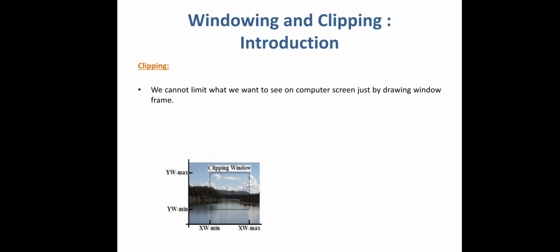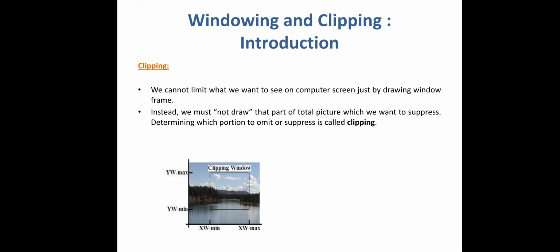If we have to omit some part, that means we are suppressing some part of that particular scene, then determining which portion to omit or to suppress is nothing but clipping. We have to find out a part of that scene which we do not want to draw. That suppressing part we find out by using this clipping concept. So, here the term clip comes.